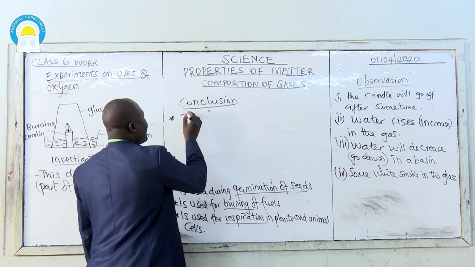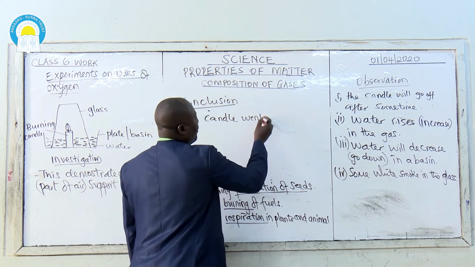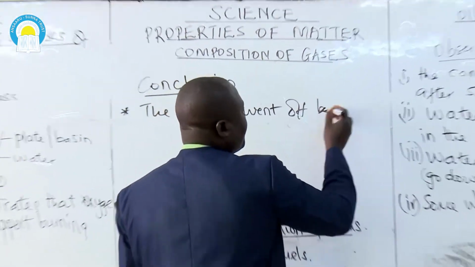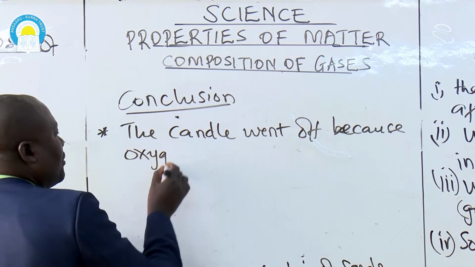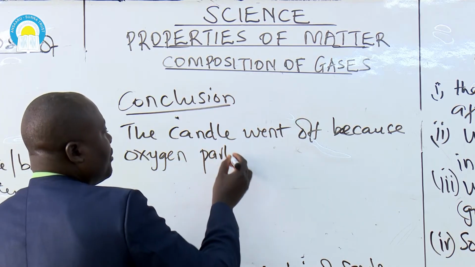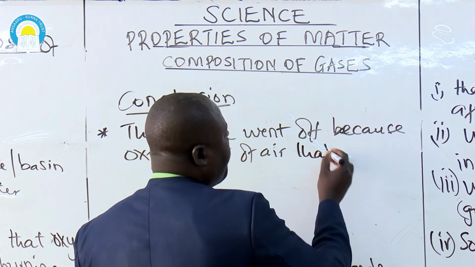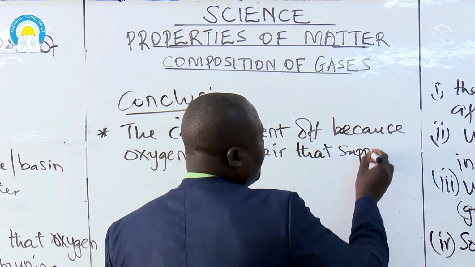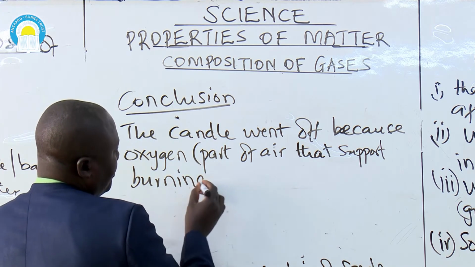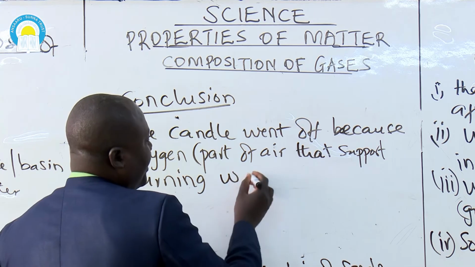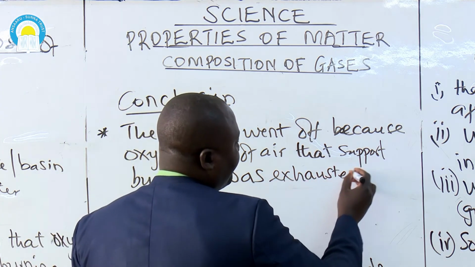One, the candle went off because oxygen, or part of air that supports burning, was exhausted. It has finished.